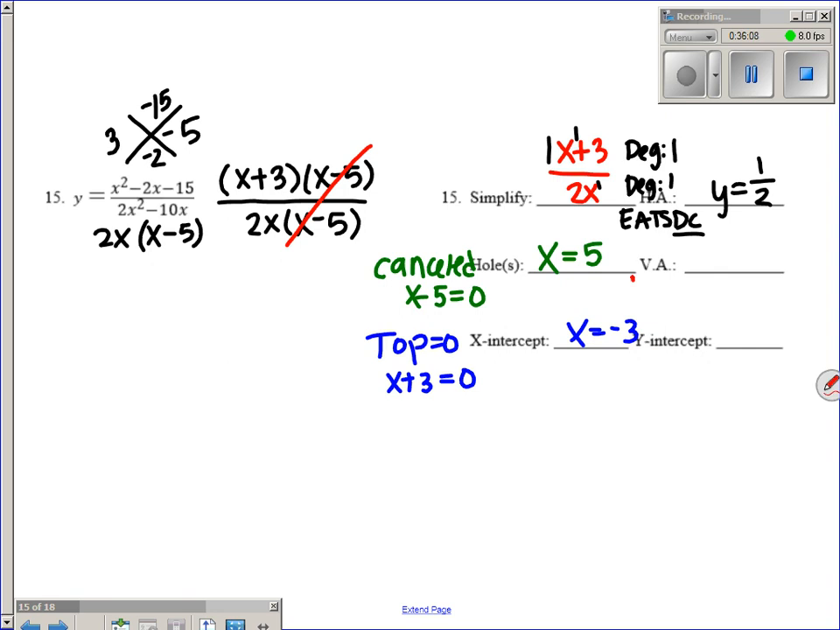The vertical asymptote, you're setting the bottom equal to 0. The bottom is 2x. When you set that equal to 0, you divide by 2. 0 divided by 2 is just 0. So x equals 0.